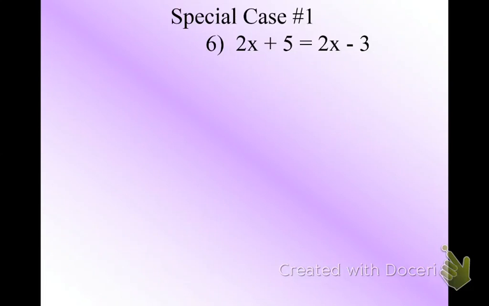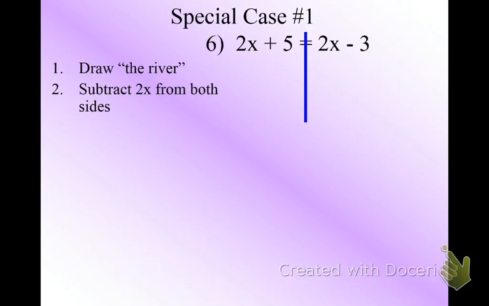All right, the last thing I want to show you is these two special cases that we're going to look at. So let's look at this example here. Let's bring all of our variables over to one side. So we're going to draw the river down the equal sign. And then I want to bring all of my variables to one side. Now, remember from the beginning, we said that we wanted to bring them all over to one side so that they stayed positive. But here we have 2x and 2x. So honestly, it doesn't matter which one you bring over.